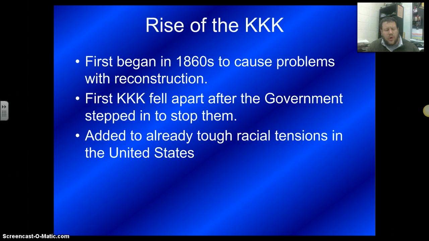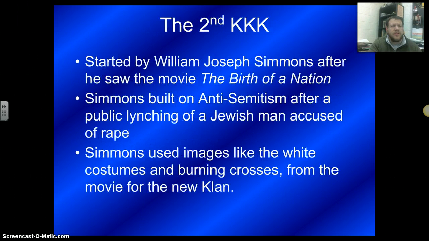Eventually it goes to the whole rest of the country as well. KKK being the Ku Klux Klan. At first, in the 1860s after the Civil War, they formed to cause problems for Reconstruction. These guys ran around trying to stop the Reconstruction movement, but eventually they fell apart after the federal government stepped in and stopped them. It went into a slumber, if you will, for about 30, 40 years until the 1920s. As they rise back up again, it adds some of the big racial problems in the U.S.